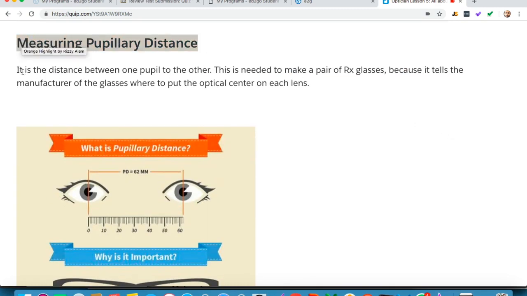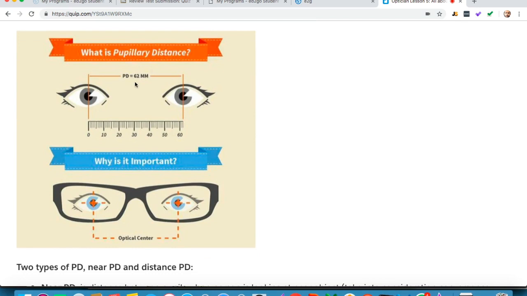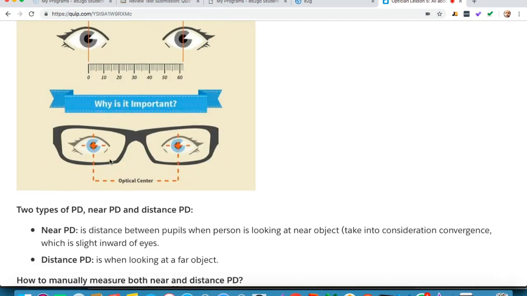Measuring pupillary distance. This is a little bit difficult, but it is very important, and I'll tell you why. It is the distance between one pupil to the other. This is needed to make a pair of RX glasses because it tells the manufacturer of the glasses where to put the optical center on each lens. So this is pupillary distance, going from the pupil, the black part of your eye, to the other pupil and measuring that distance in millimeters. Why is it important? Because this tells us where the optical center should be in your glasses.